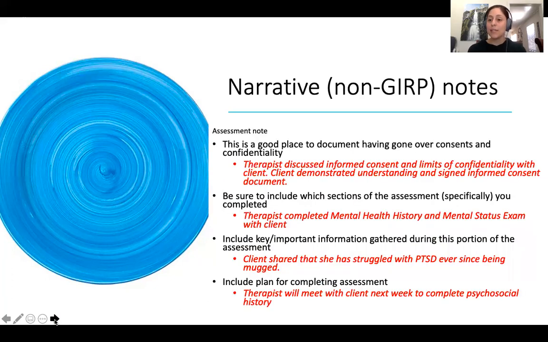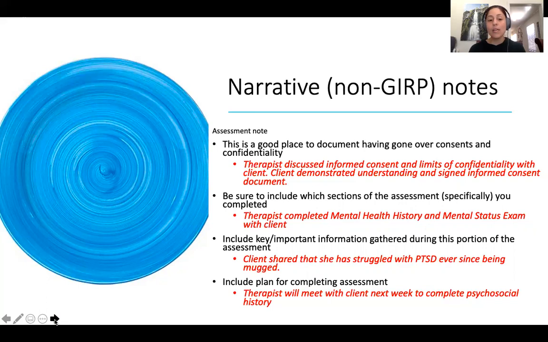Now, for assessment and treatment planning notes, you're not technically using the GIRP format because you've not yet developed your treatment goals at that point. Instead, you would write narrative or non-GIRP notes. Though they're non-GIRP notes, you can still think of them as very similar. You can think of them as IRP notes because they include everything, the intervention, response, and plan, except the goal.